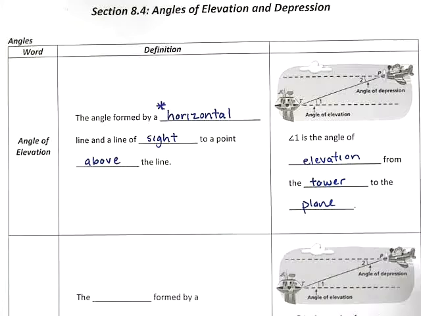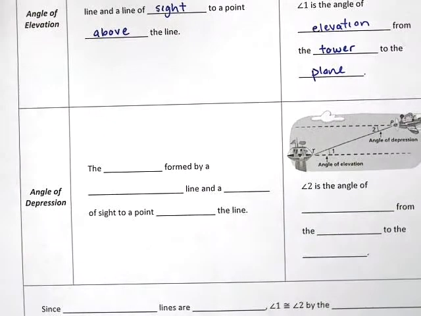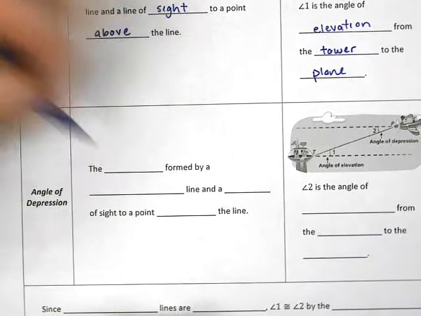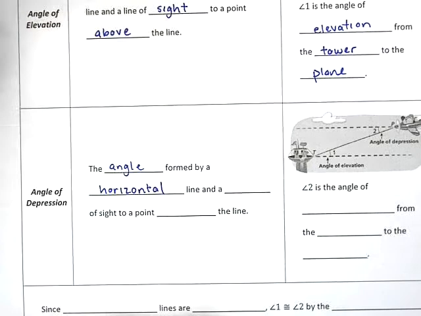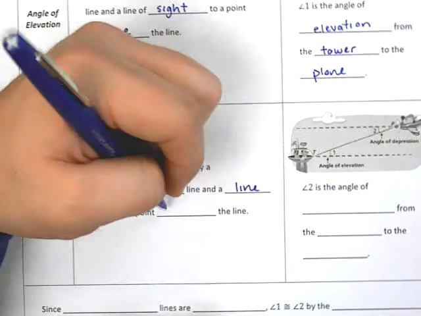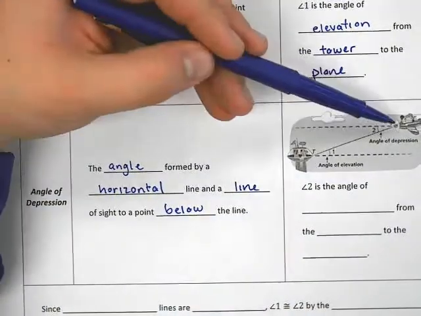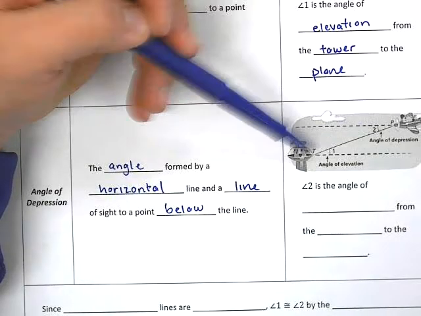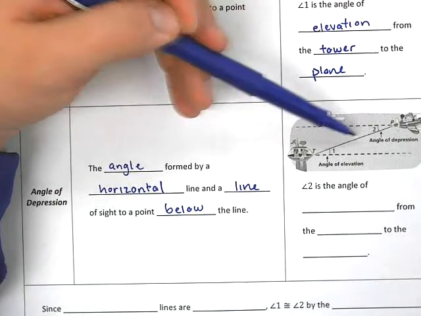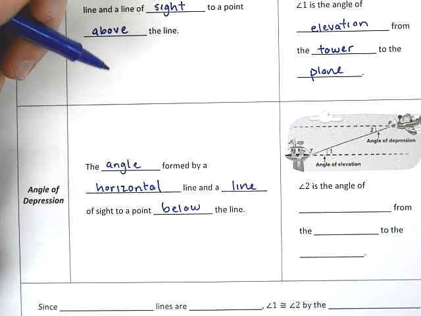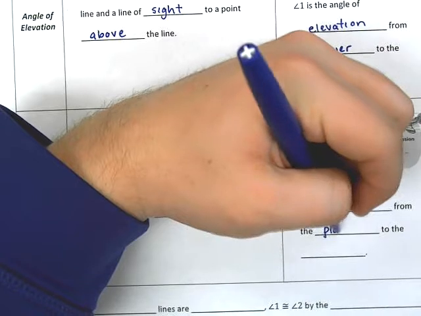Alright. Well, now we need to also define angle of depression. Alright, depression just means that it's going down. So now, angle of depression is the angle formed by a horizontal line and a line of sight to a point below the line. Alright, so now when we look, for example, maybe we're at the airplane, we have this horizontal line drawn, and we're looking down, so our line of sight is going down to the tower. Well, the angle formed between that horizontal line and the line of sight is the angle of depression. Okay, so the angle of depression is from the plane to the tower.